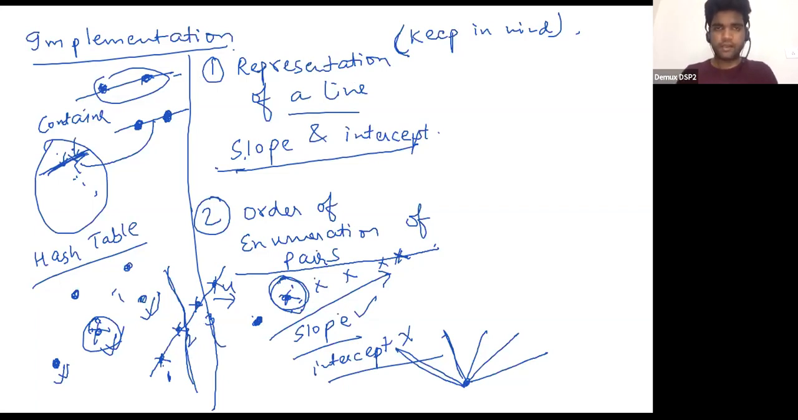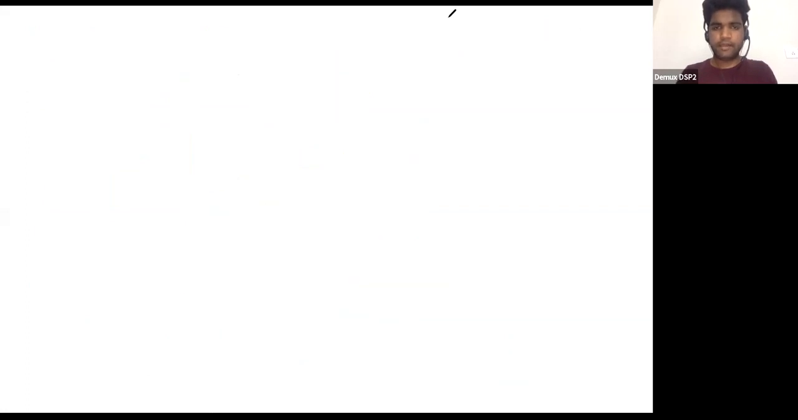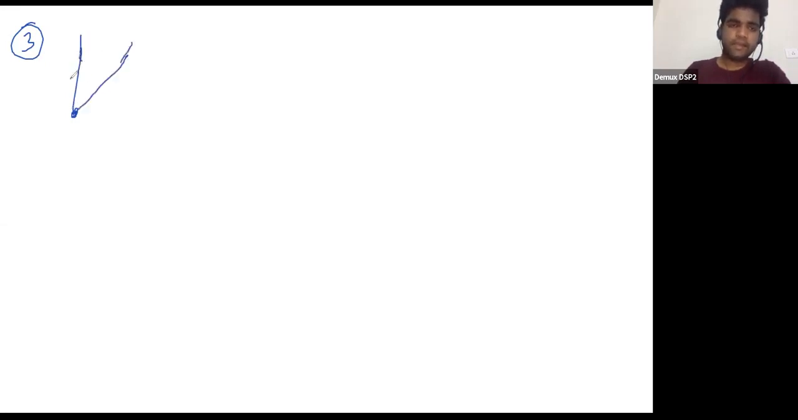Okay. So 1 and 2 are clear, right? So let's talk about the next issue. I tell myself that this is the order of enumeration that I want. So I want to enumerate all lines starting from this particular point, and once I am done enumerating all lines with this particular start point, I can move on to another point and enumerate all lines passing through that particular point.